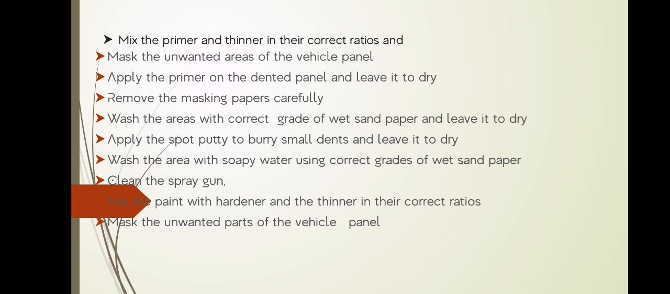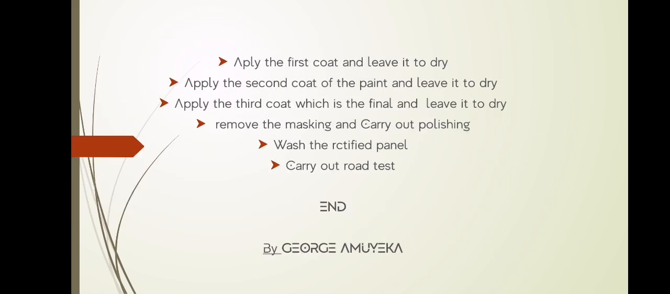You clean up the spray gun and you mix the paint with the hardener and the thinner in the correct ratios, or if you are using paint that is mixed by the manufacturer. You mask the unwanted part of the vehicle panel. You apply the first coat and leave it to dry. You apply the second coat and leave it to dry. You apply the third coat, which is the final coat, and leave it to dry. You remove the masking and carry out polishing. Wash the rectified panel and carry out the road test.